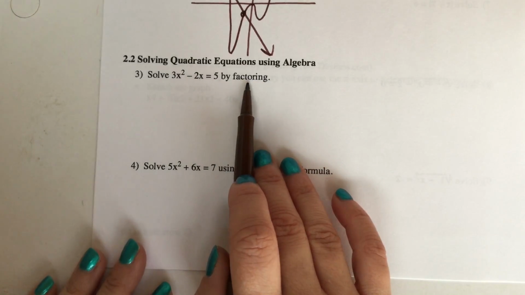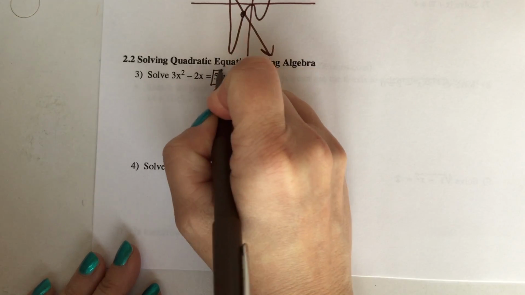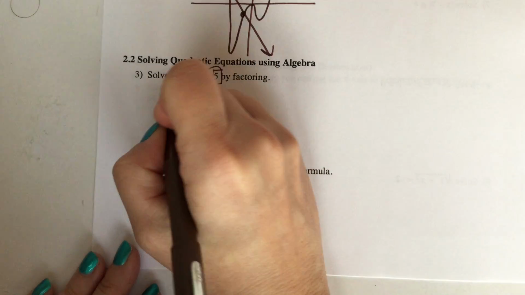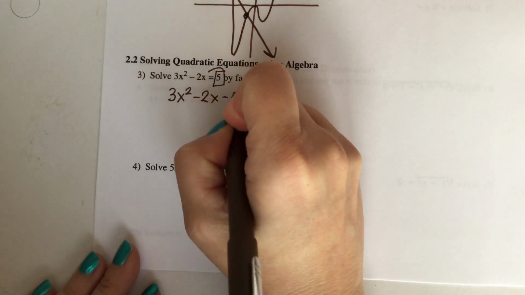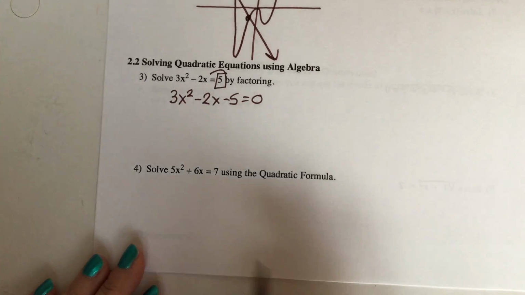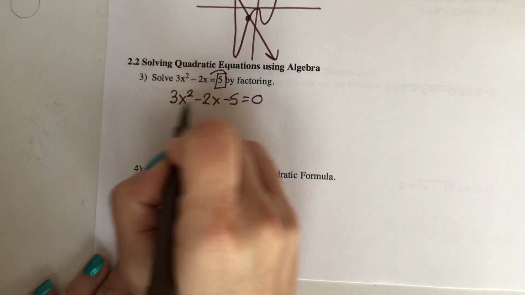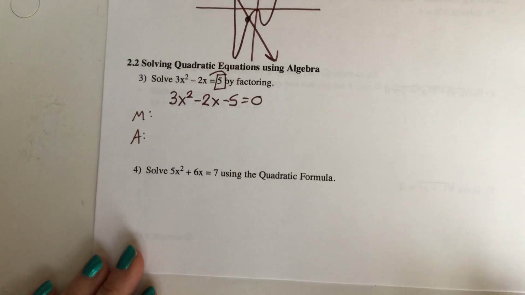If I want to solve by factoring, step 1, you want it set equal to 0. So I'm going to go ahead and minus the 5 to the other side. So 3x squared minus 2x minus 5 equals 0. What I need to do is factor 1, 2, 3 terms. 3 terms is always the multiply add method.